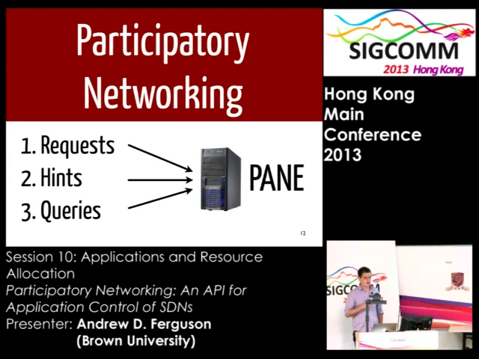In our API, users, their hosts, and their applications send 3 types of messages to a logically centralized network controller we call PANE. The first are requests for resources, such as guaranteed minimum bandwidth, latency, path properties, or access control. The second are hints about future traffic. And the third are queries for current or future properties of the network. Now, the PANE controller serves as an arbiter for any conflicting proposals, and then ultimately performs the requested reconfigurations on behalf of the users and applications.